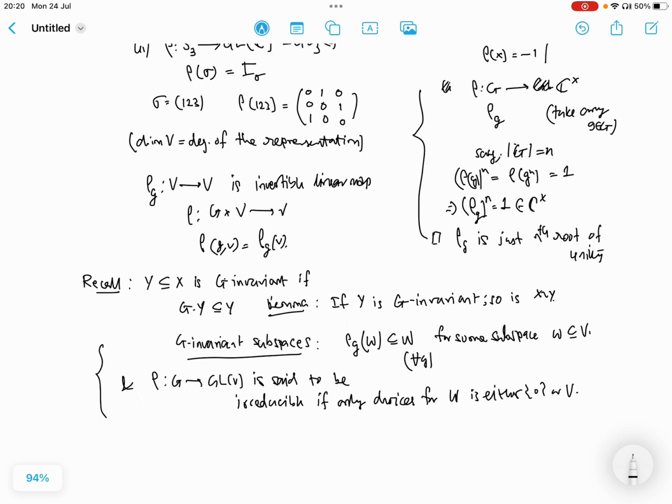So let me just enumerate. This is rho one, this is rho two. I'm not going to write it again. So rho one is irreducible if and only if V is just C. What about rho two? Let's see. You take this, and remember this has to hold for all the elements. You need to find one subspace such that rho G of any vector from that subspace will again land inside that subspace, and that should hold for any element that you choose.